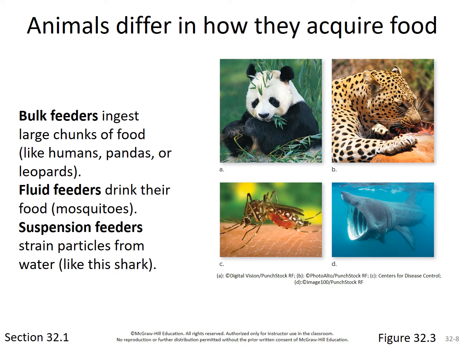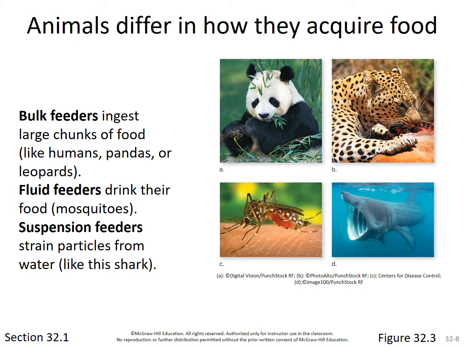Another difference in how animals acquire food is the basic form that they take in. Bulk feeders will take in large chunks of food. Humans, pandas, and leopards, with pandas and leopards being pictured here. Fluid feeders will drink their food. Mosquitoes are an example. Blood is not the only example of this, of course. There are plenty of insects and some birds that feed on nectar. So that would be another good example of a fluid feeder.